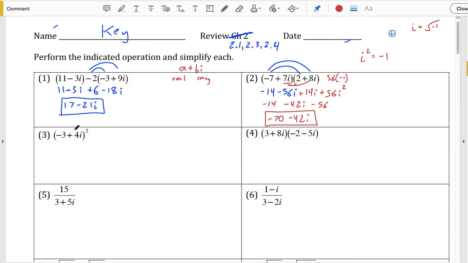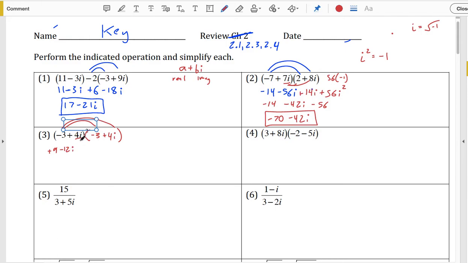We have another multiplication now that's squared. When we square it, the temptation is to square each of these, but that would be wrong, because when we square a binomial, really what we have to do is multiply it by itself. So we've got negative 3 plus 4i times another negative 3 plus 4i. And then we FOIL. So we take negative 3 and multiply it by the negative 3 and the 4i. So we have positive 9 minus 12i.